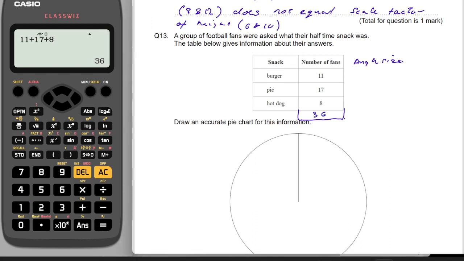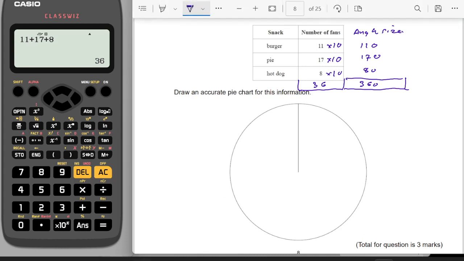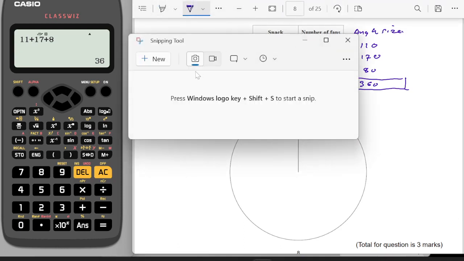And I want my total of my angles to be 360. So that means that I've got a multiplier of 10 for each one of these. So each person's vote is going to be worth 10. So I need 110, 170, and 80 angles. So I haven't got a good protractor that I can use on here. So what I'm going to do is I'm going to snip this picture into a different diagram.